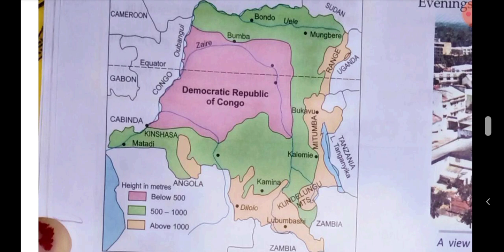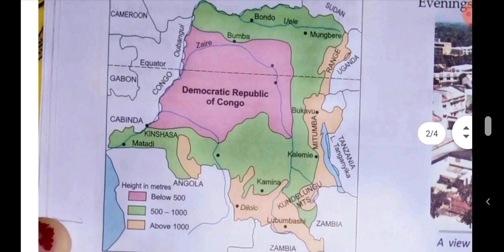One of the most important features of the Democratic Republic of Congo is the river Congo, which is the second largest river in Africa. The Congo river is also known as the Zaire river. Can you name the longest river in Africa? It is the Nile river. The Nile is the longest river of Africa, and the second longest river is the Zaire river. The Congo river is called the highway of Central Africa.